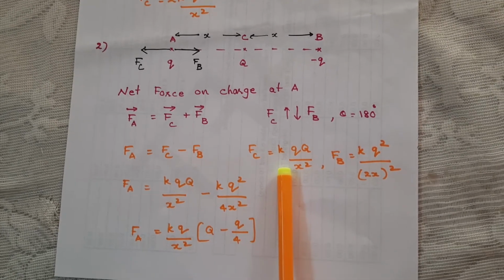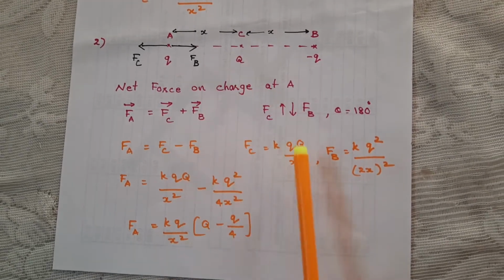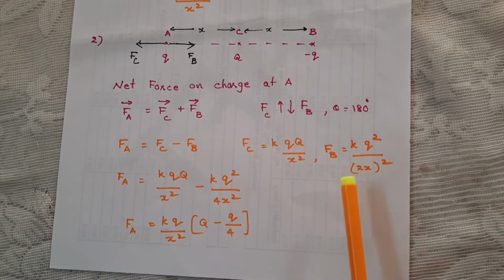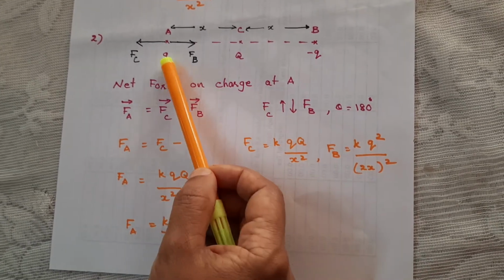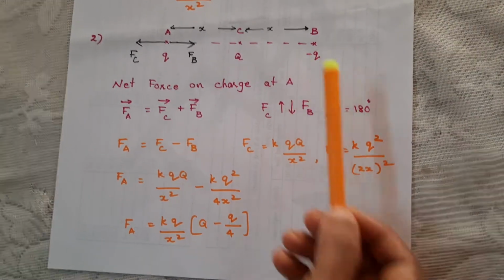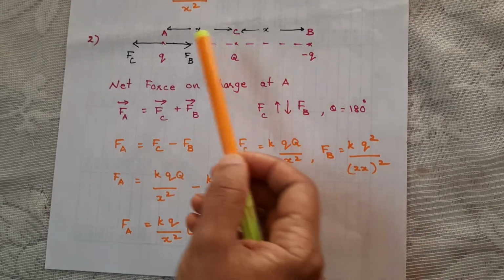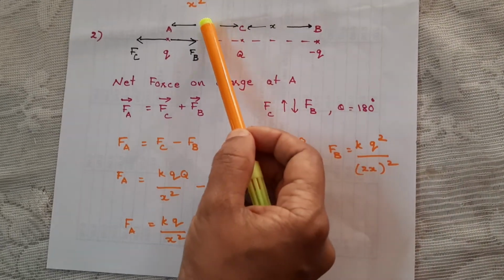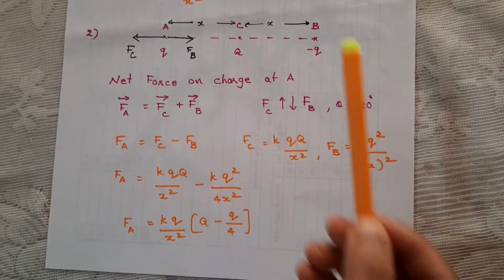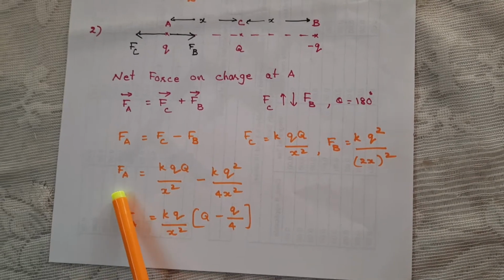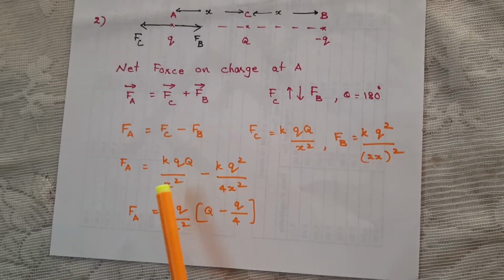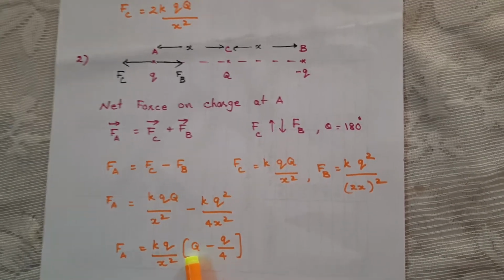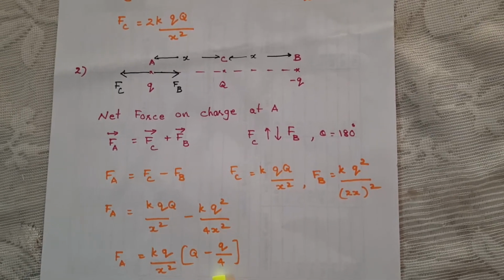But Fc is K into product of the charges QQ by x square, separation x. And Fb is equal to K into modulus of the product Q square by 2x the whole square. The separation between A and B is x plus x, that is 2x. So Fa is the difference. K into Q by x square is common. So into capital Q minus Q by 4.